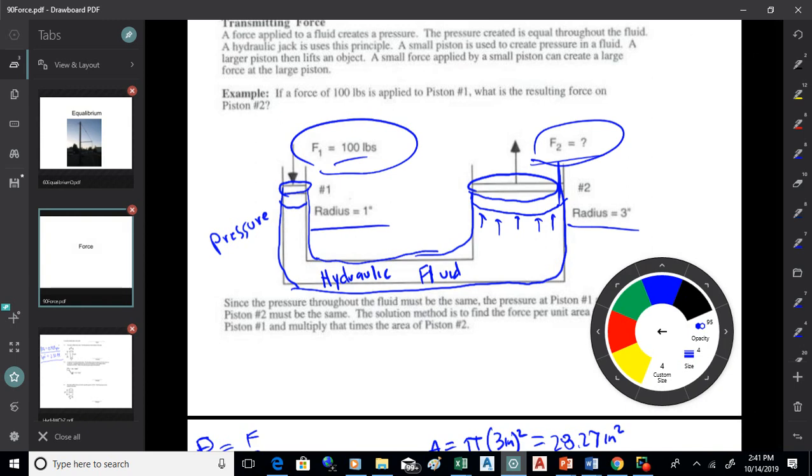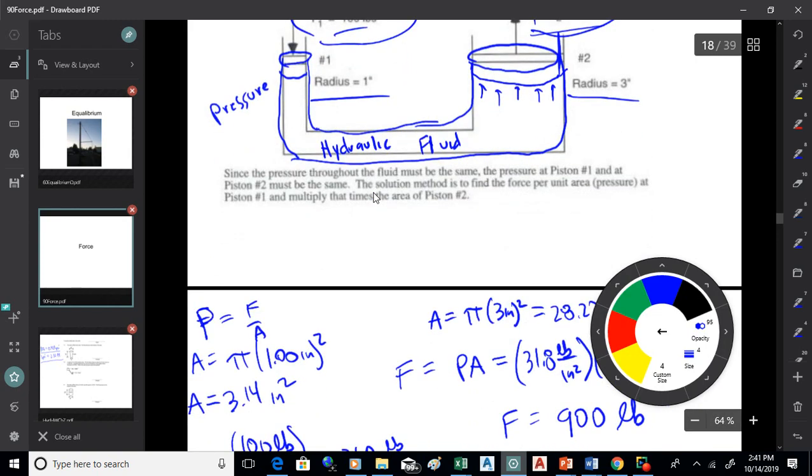Now this is a little different than what we've been doing so far, because what we're going to look at now is the pressure in that hydraulic jack that's caused by the 100-pound push on the piston. We're not really looking at elevation change for pressure on this. We're just looking at the pressure caused by the 100-pound push of the piston.